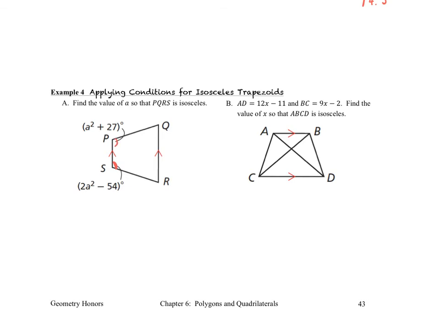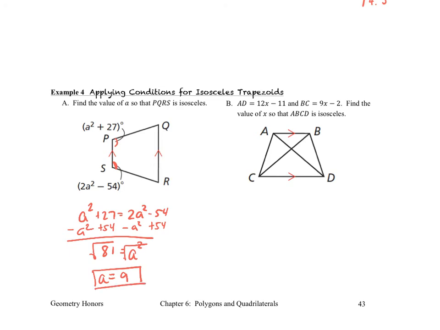Okay, in example 4, applying conditions here. So I have these base angles. Well, I know they're congruent to each other. So a squared plus 27 equals 2a squared minus 54. I can subtract a squared from both sides. While I'm at it, I can add the 54 to both sides. So that would be 81 is equal to 2 minus 1 is 1a squared. And then to get rid of the squared, I'm going to take the square root of both sides. And so a equals plus or minus 9. It's got to be 9 in this case, though. And find the value of a. That's all they want us to do. Okay, so a is 9.